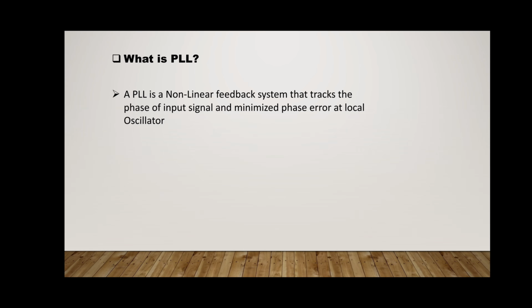Today I am going to explain what a PLL is, its diagram, and we will also discuss its functions. Let's discuss the basic idea of PLL.